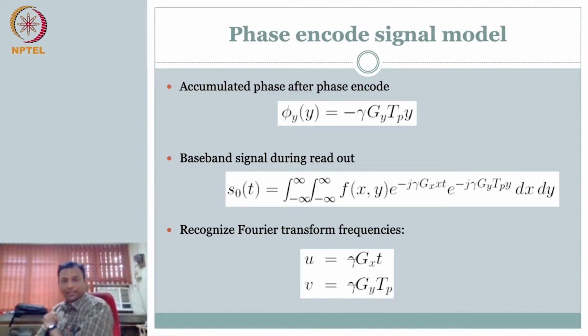If you make the appropriate variable identification, you will quickly recognize this is also a Fourier transform. Your u is gamma Gx t as before. Your v is gamma Gy tp. So essentially, what you have recorded is Fourier transform data corresponding to the frequency u comma v, along the direction that was shown in the previous slide.